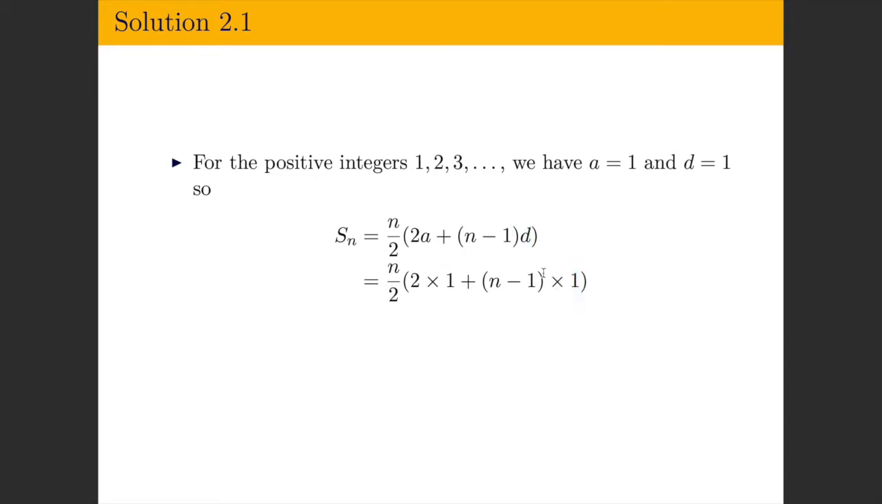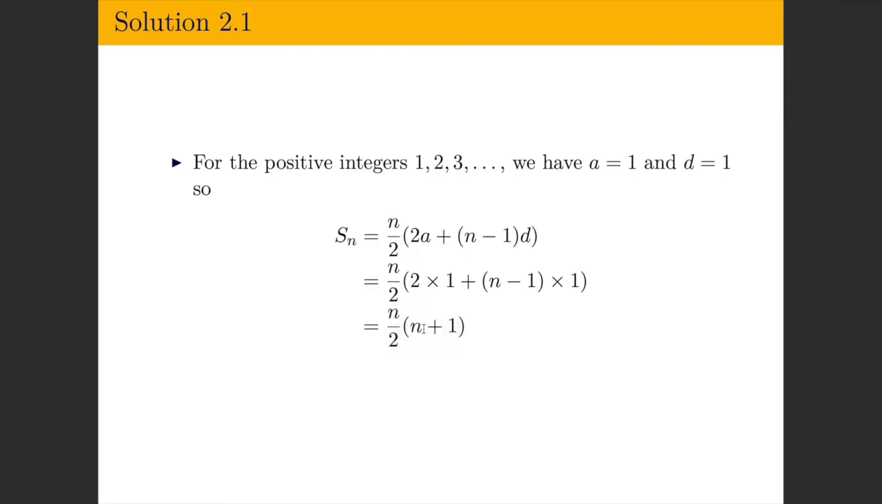And then, after some simplification, you've got 2 plus n minus 1. That just simplifies to n plus 1. And we've got a formula, a very well-known formula, I should say, for the sum of the first n positive integers: n over 2 times (n plus 1).